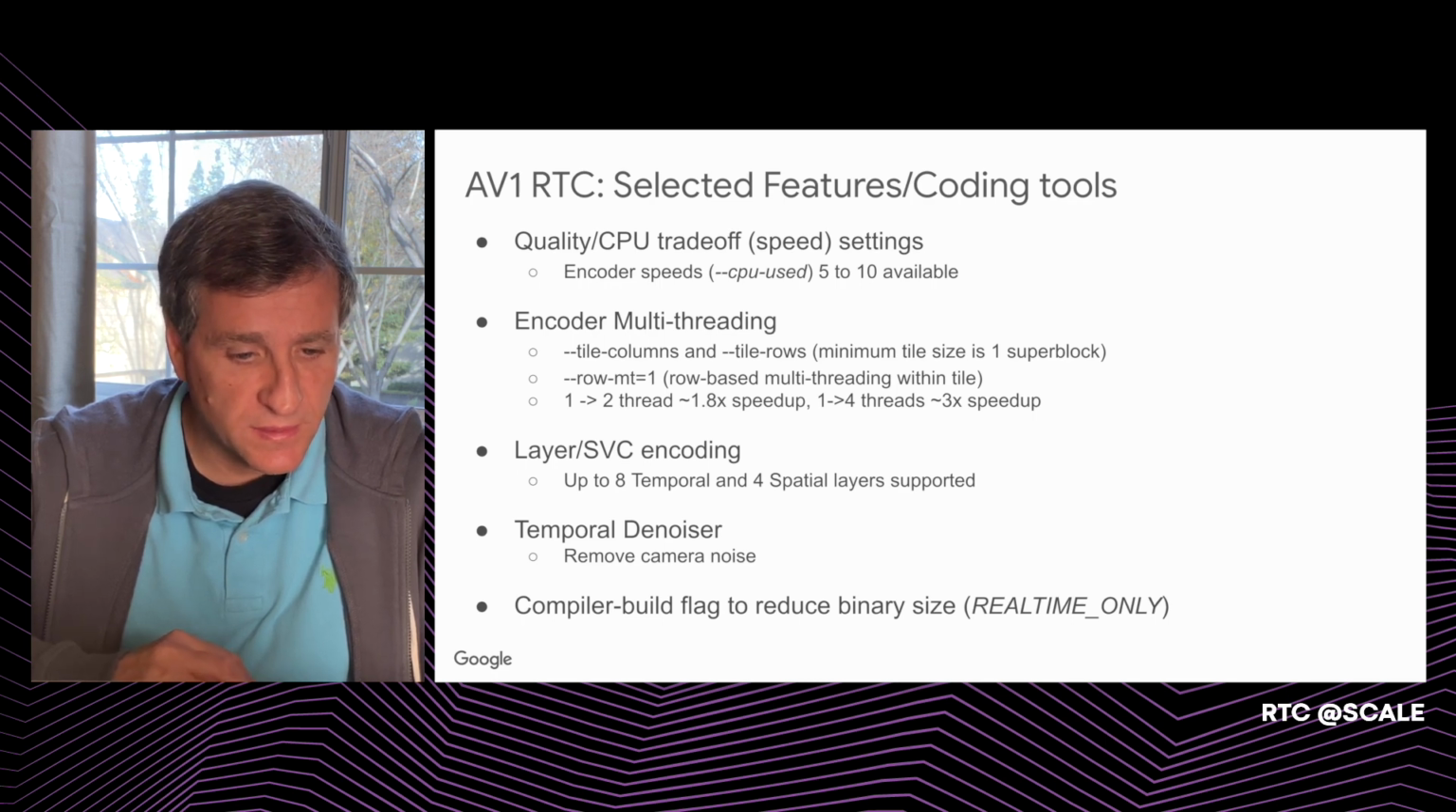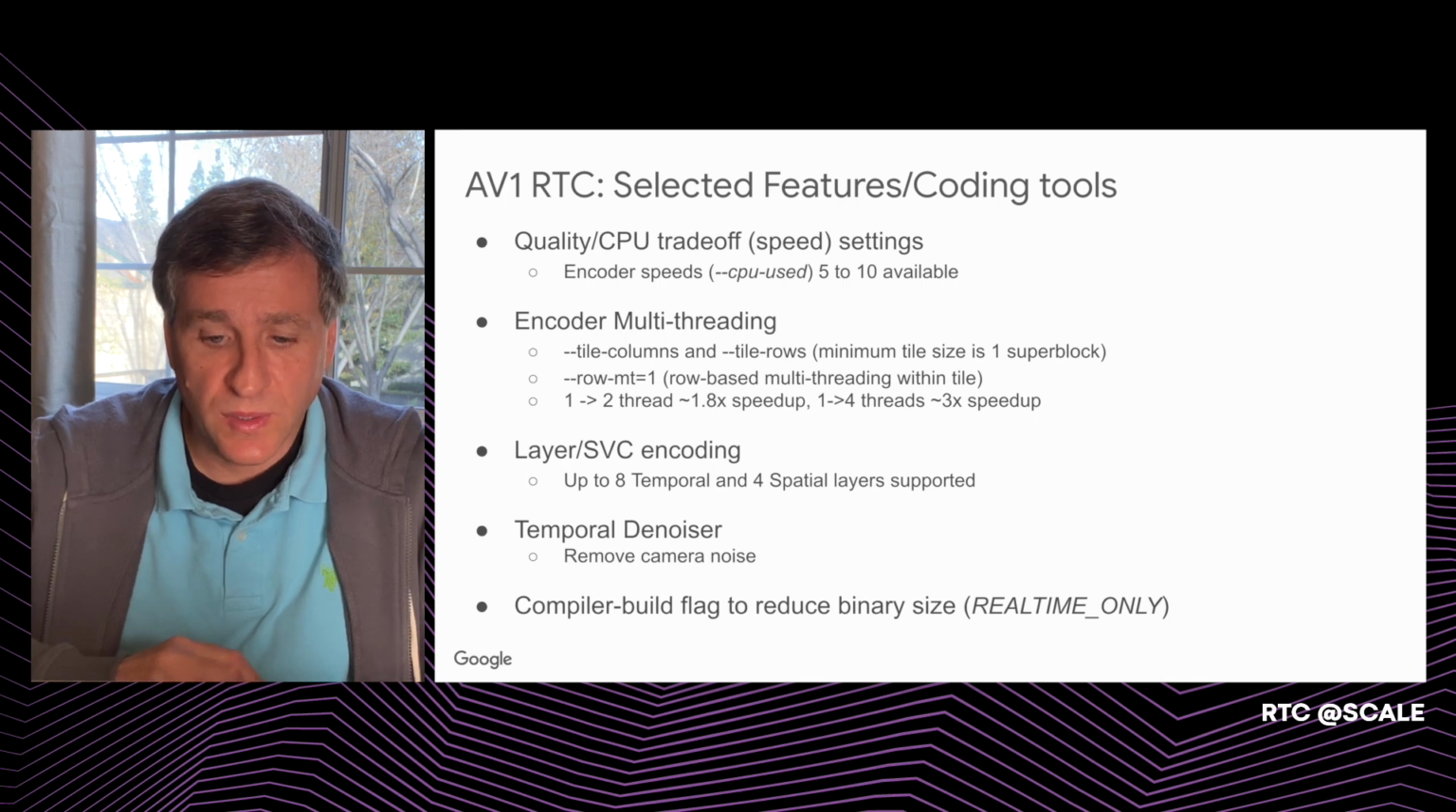And the last item on this slide is I want to mention the compiler build flag to reduce the binary size. It's denoted by real-time only. And we use this to reduce the binary size, and this was important for getting AV1, software AV1, libaom AV1 into Duo and Chrome.